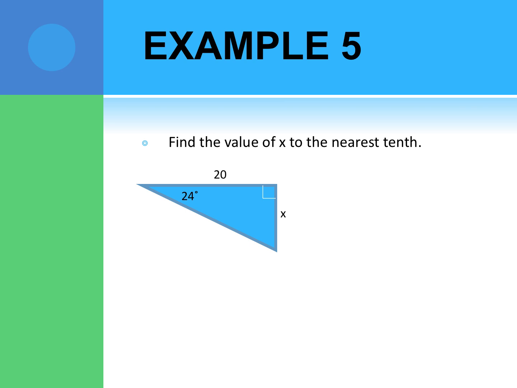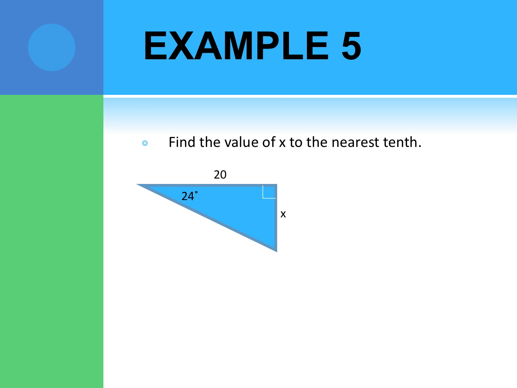Find the value of x to the nearest tenth. Now before, when we were asked to find a side in a right triangle, we used what theorem? Pythagorean theorem. But here, can we use the Pythagorean theorem? No, why not? We don't have the hypotenuse, and we're also missing the leg, that's x. Do you guys agree?